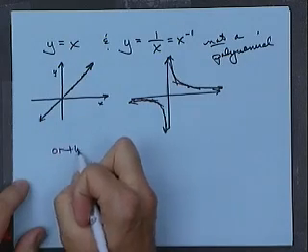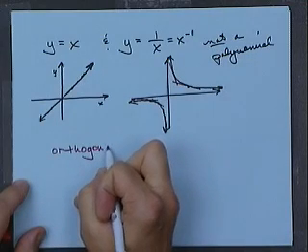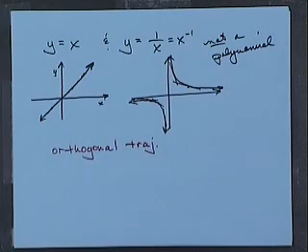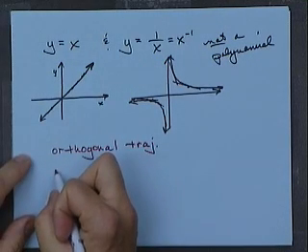The other thing that we'll deal with in this class that is related to a reciprocal function is, when we get to differential equations, we'll deal with something called orthogonal trajectories. And when we get to orthogonal trajectories, we'll take a differential equation. Maybe it looks like this.